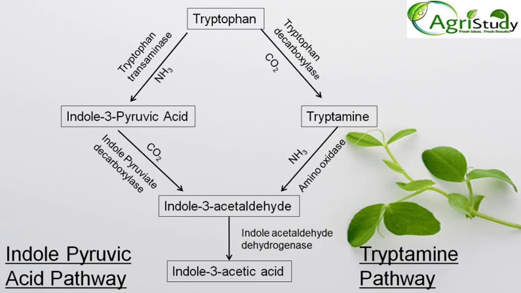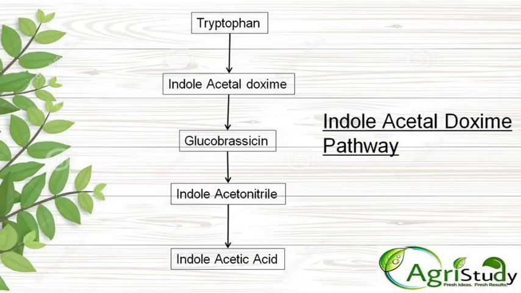These are things you should remember by heart, but in general, tryptophan converts into indole 3 acetic acid by the release of amine and carboxyl groups. And there is another important pathway, the indole acetaldoxime pathway. In this, friends, the precursor is tryptophan, which converts into indole acetaldoxime, then to glucobrassicin, then to indole acetonitrile, then to indole acetic acid. This is the complete pathway, the formation of natural auxin, indole acetic acid IAA.